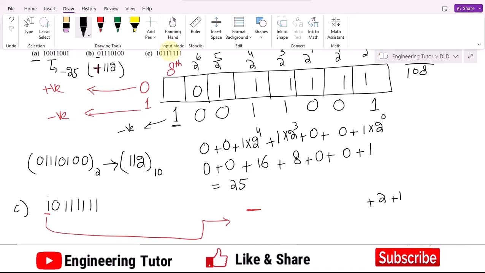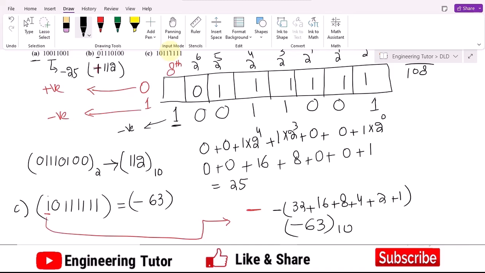plus 2 plus 4 plus 8, plus 16 plus 32. So 32 plus 16 plus 8 plus 4 plus 2 plus 1. So this is 3 plus 4 is 7. 7 plus 8 is 15. 15 plus 16 is 31, and this gives minus 63. So the decimal equivalent of this number is how much? That is minus 63 in decimal.